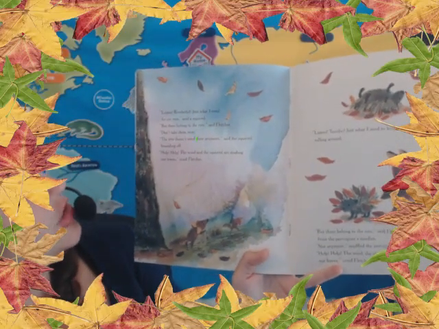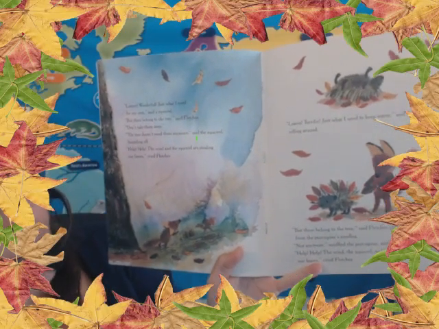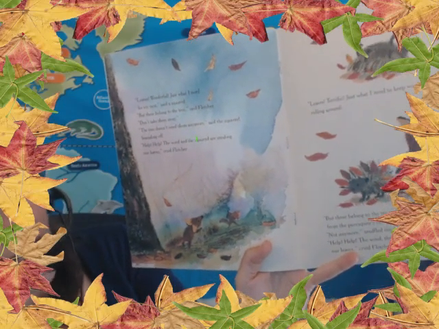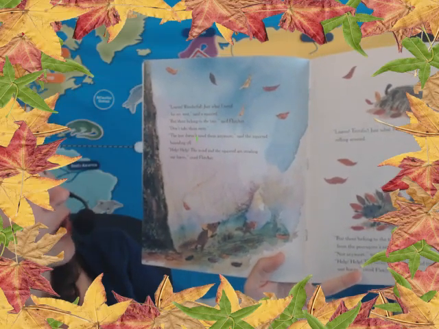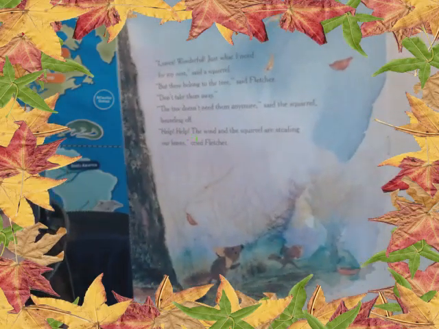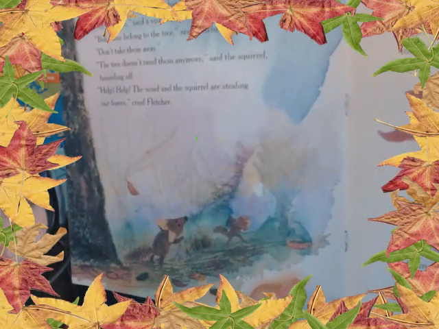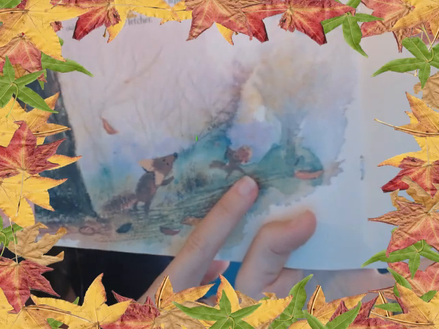"Leaves! Wonderful! Just what I need for my nest," said a squirrel. "But these belong to the tree," said Fletcher. "Don't take them away." "The tree doesn't need them any more," said the squirrel, bounding off. "Help! Help! The wind and the squirrel are stealing our leaves," said Fletcher. Like the squirrel's got a big pile. It's like that tree doesn't need these leaves anymore.